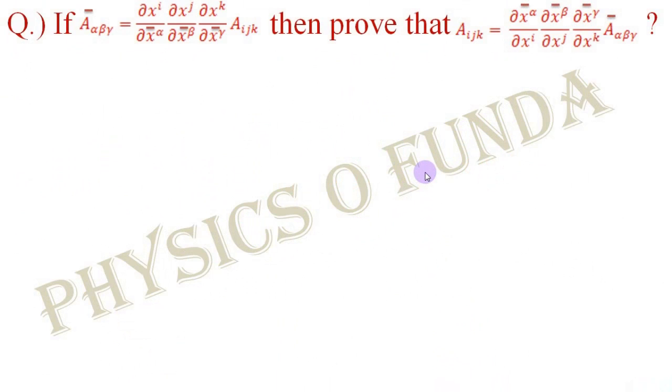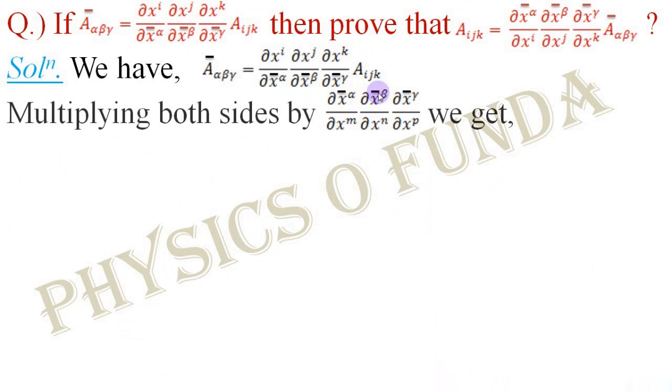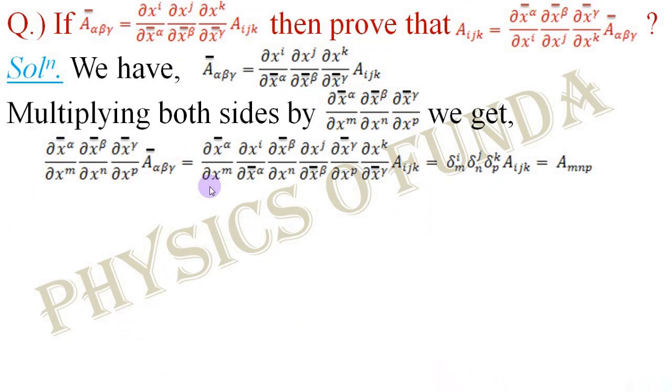Now we consider another problem shown on the screen. To solve this problem, let's start with the given equation. If we multiply this with ∂x̄^α/∂x^m, ∂x̄^β/∂x^n and ∂x̄^γ/∂x^p, then we get the left hand side like this. And for the right hand side, we made some rearrangement. Let's see that. ∂x̄^α/∂x^m multiplied by ∂x^i/∂x̄^α, already in the right hand side; ∂x̄^β/∂x^n multiplied by ∂x^j/∂x̄^β, already in the right hand side; ∂x̄^γ/∂x^p multiplied by ∂x^k/∂x̄^γ, A_ijk already in the right hand side.